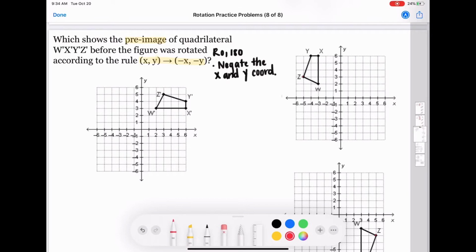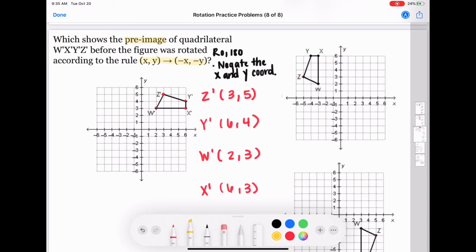So the first thing we would do is list out our image coordinates, rather, sorry. So we have Z prime located at 3 and 5. We have Y prime here located at 6 and 4. We have W prime located at 2 and 3. And finally, we have X prime located at 6 and 3.